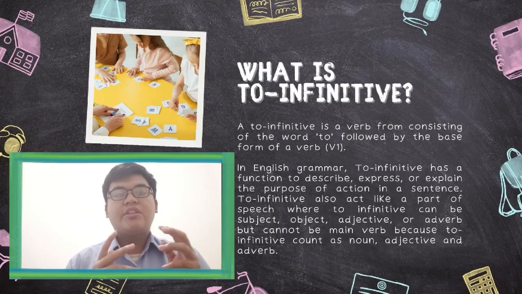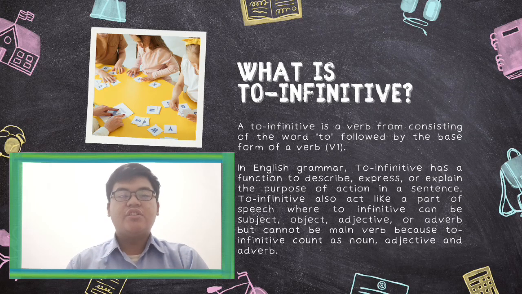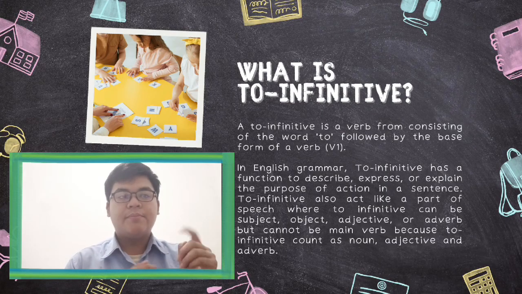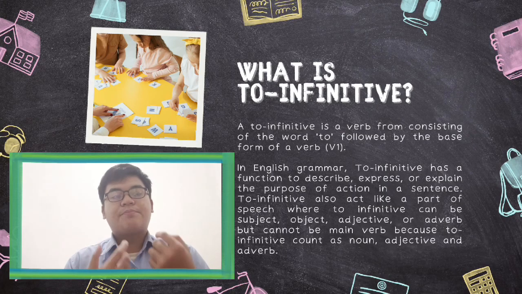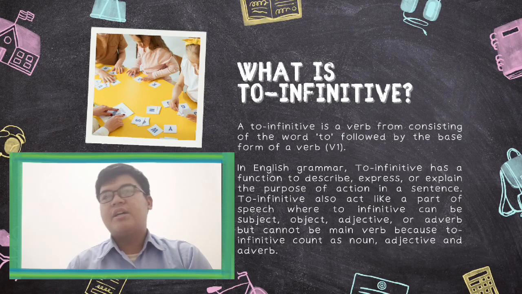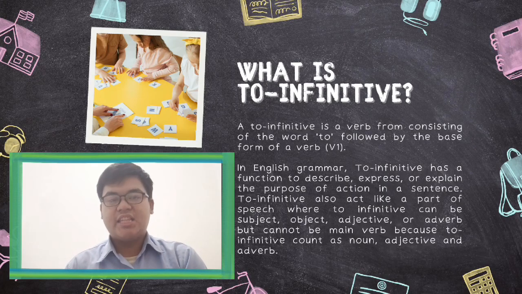So let's read next our material about the to-infinitive. A to-infinitive is a verb consisting of the word to followed by the base form of a verb or verb 1. So the to-infinitive simply is the word to and verb 1 or base verb. In English grammar, to-infinitive is used to describe or express the purpose of the sentence. Also, the to-infinitive can act like a part of speech, such as a subject, an object, an adjective, or an adverb. But to-infinitive cannot be a verb.